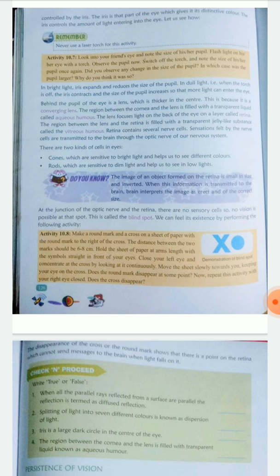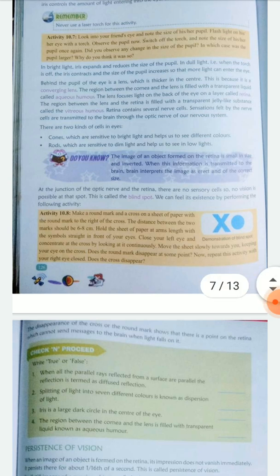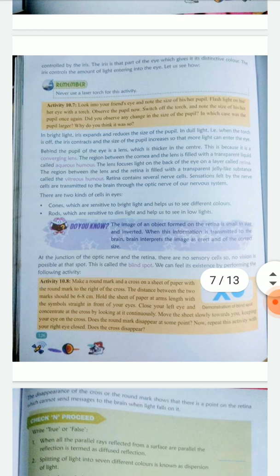Behind the pupil of an eye there is a lens which is thicker in the center. This is because it is a converging lens. Converging means all the light rays come to meet at a focus, at a point. The region between the cornea and the lens is filled with a transparent liquid called aqueous humor. So aqueous humor is a transparent liquid which completely fills the area between the cornea and the lens.